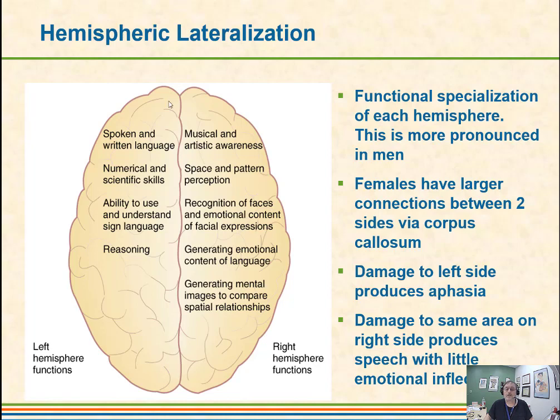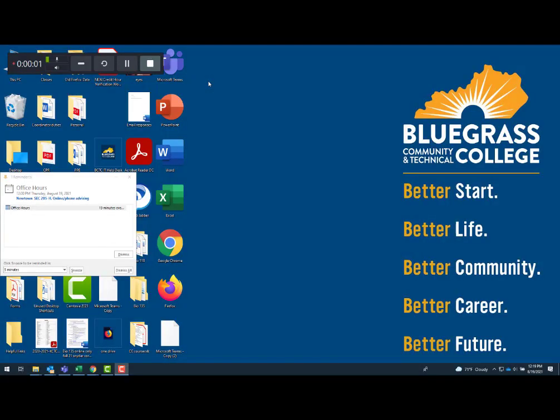Now, this hemispheric lateralization is more pronounced in men. And that has to do a little bit with the structure, well, not a little bit, it has a lot to do with the structure of the corpus callosum. See, in men, that's a fairly thin band. And so the right side of the brain and the left side of the brain don't communicate with each other as well. Meanwhile, in women, the corpus callosum is about a quarter inch thick or so. So there's lots of communication going on between the right and left sides. This can actually explain some behavioral aspects of men versus women. We'll continue with this topic in the next video.